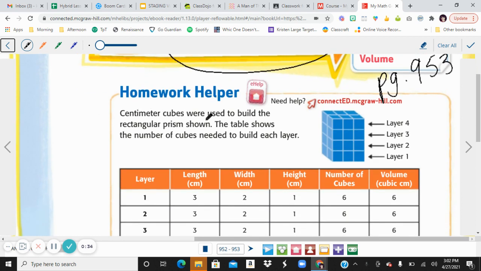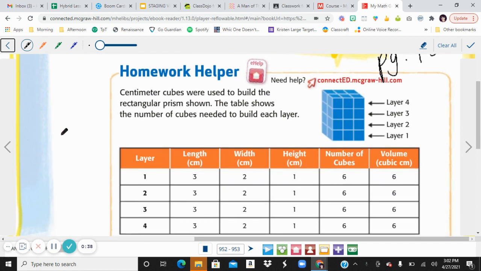It says centimeter cubes were used to build the rectangular prism shown here. The table shows the number of cubes needed to do each layer. So this bottom layer is 3 by 2 by 1. It's just one tall, the bottom layer. And so that bottom layer has 6 cubes and has a volume of 6. The next layer up, of course, has another 6 cubes. It's 3 by 2 by 1, the volume of 6.